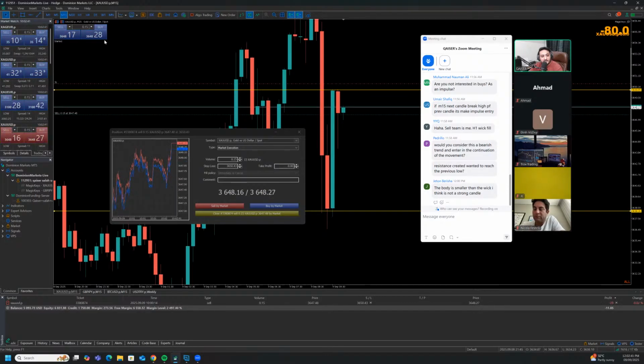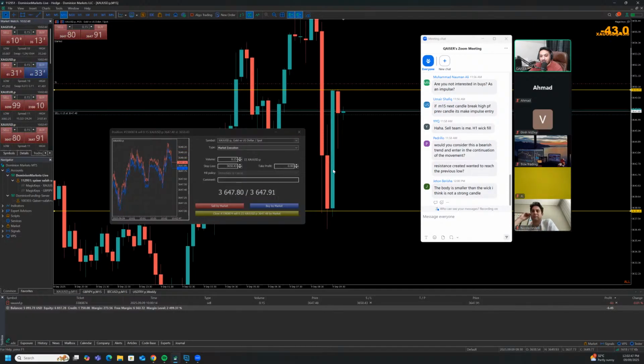So we'll see, just waiting right now. The body is smaller than the wick. I think it's not a strong candle, but it's a resistance that created a support. So sometimes I execute this kind of structure. You know what? Yeah, sometimes I like to execute on this structure.